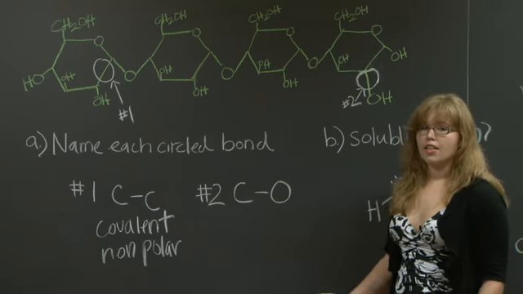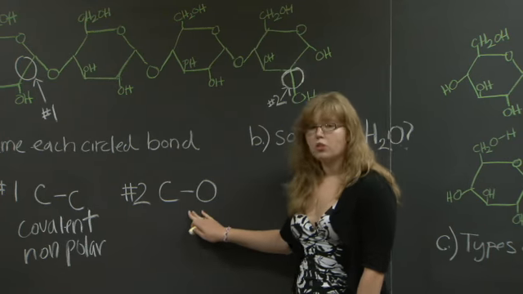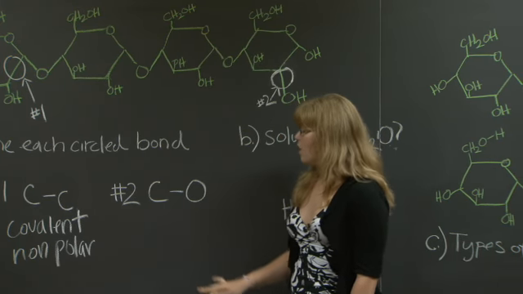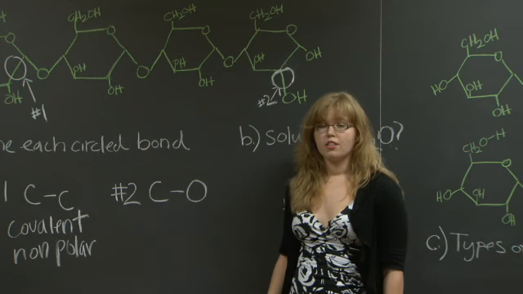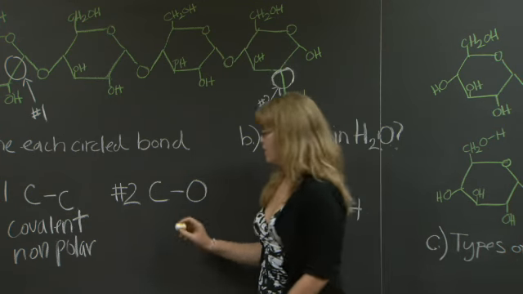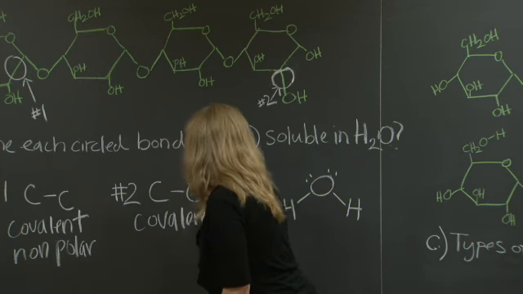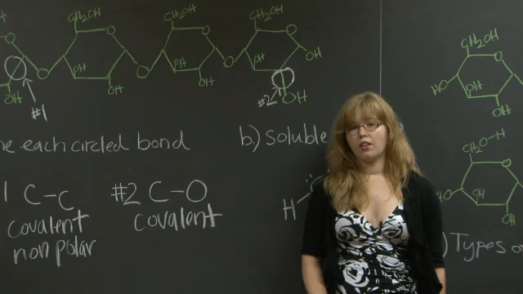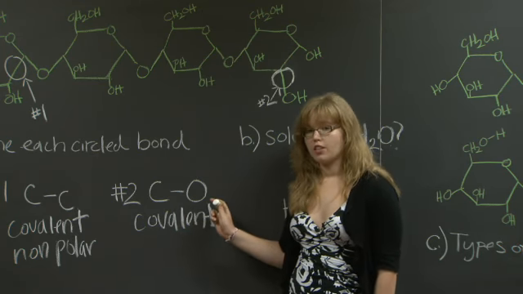Now we'll look at the second bond circled. This bond is a carbon-to-oxygen bond. It is similar to the first bond in that it involves carbon, so we can say that it is a covalent bond. What's different about this bond, however, is that it is a carbon bound to an oxygen.